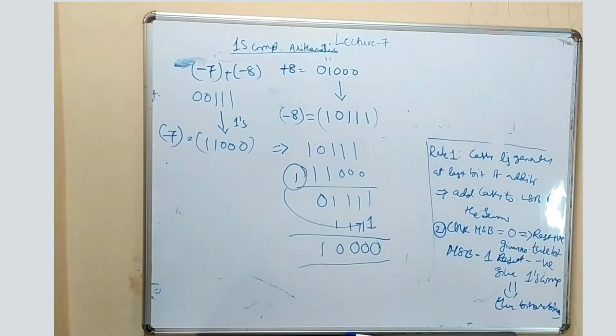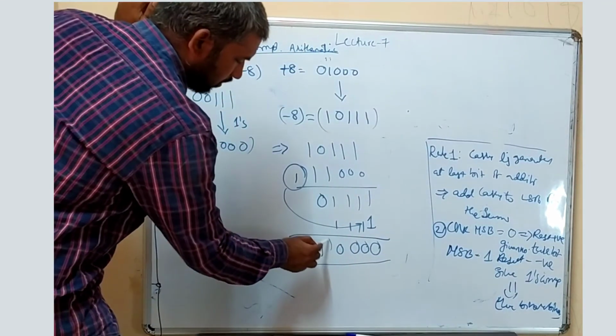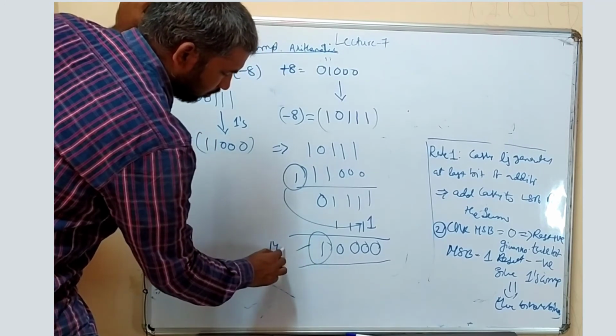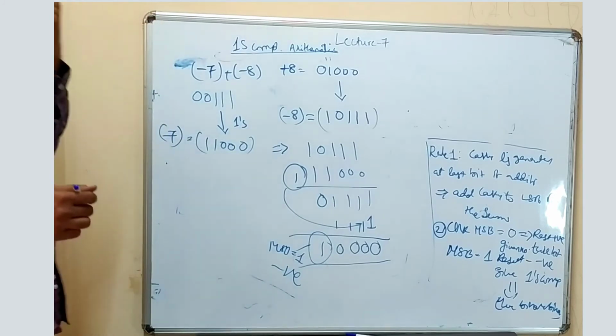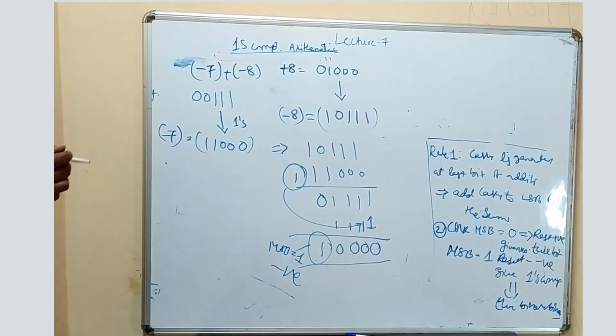Once you get the result, rule number 2, check for the MSB. MSB is 1. That means the result is negative. The result is negative and in the 1's complement form.